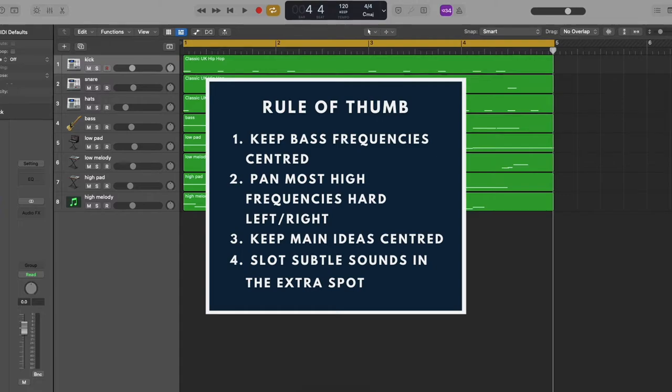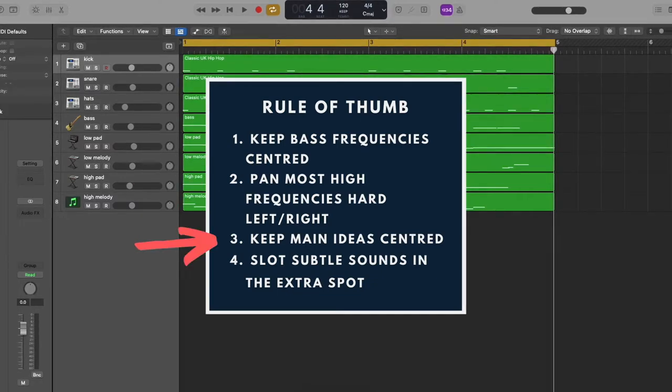Things to keep in mind. Keep bass frequencies centered. Pan most high frequencies hard left or right. Keep main ideas centered. And slot subtle sounds in the extra panning slot.